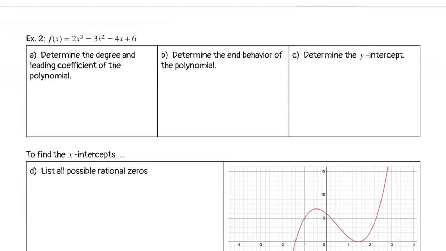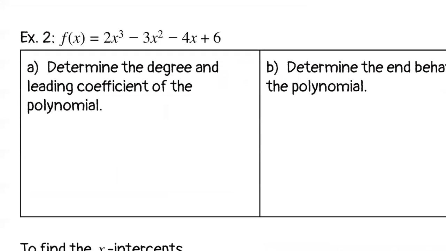Okay. So looking at this polynomial, we have 2x cubed minus 3x squared minus 4x plus 6. Our degree here, I hope we agree, is 3. And our leading coefficient, I hope we agree, is going to be a positive 2.